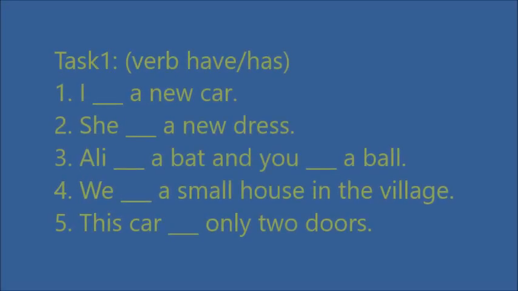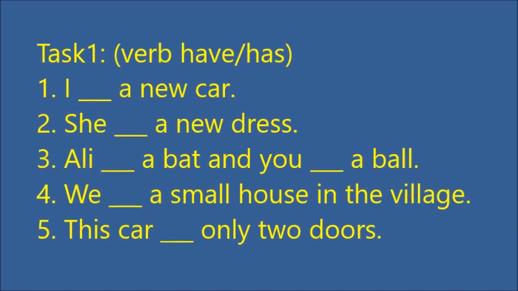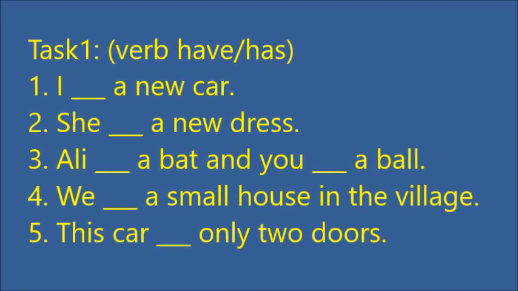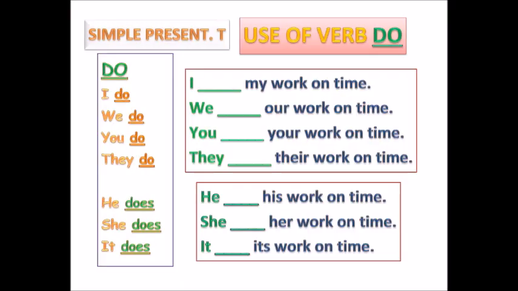Task 1. Use verb have or has to complete the following sentences. Use of verb do. I, we, you, they do. He, she, it does. Now again pause the video and do this exercise in your copy.